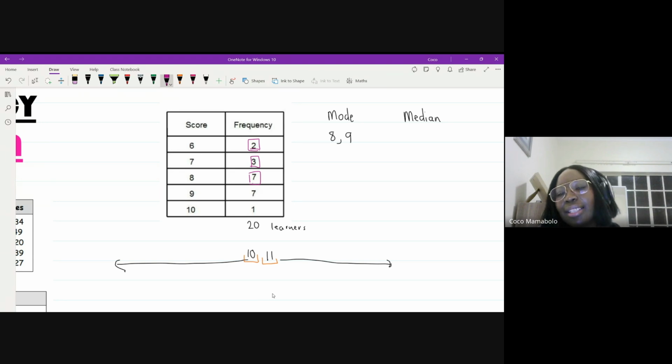So what does that tell us about the kid sitting in position 10 and the kid sitting in position 11? How much did they get? That's it, Khulani, beautiful. Because number 10 and number 11 and number 12 would have gotten 8. So our median score is 8 out of 10. Thumbs up. Is everybody okay with what ma'am has just done here? Are we good?